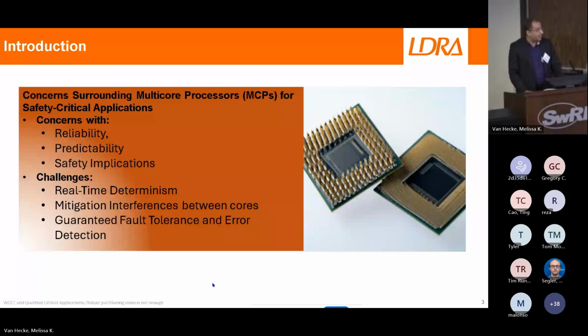Because of that, we want to make sure we can mitigate the interferences that are happening between the cores. And of course, you want to make sure you are designing for tolerance of faults, and accommodating that for safety as a part of your risk assessments, and detecting the errors.